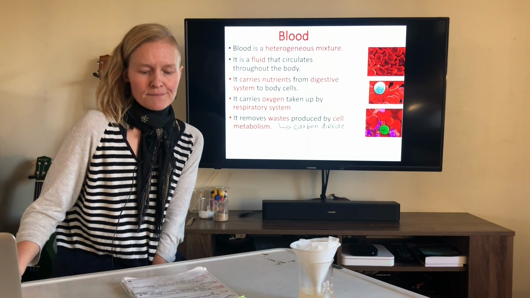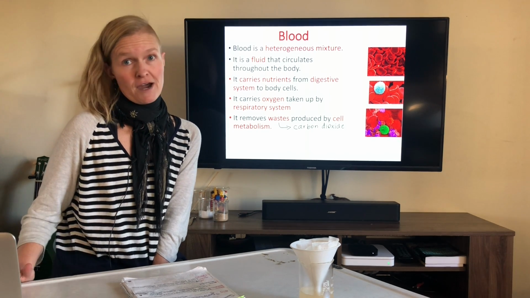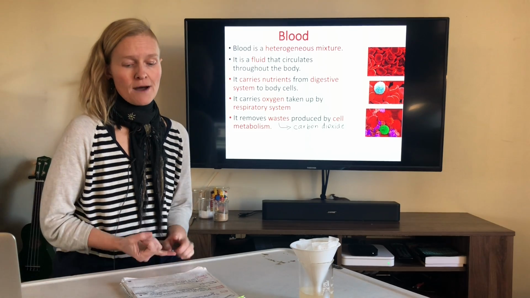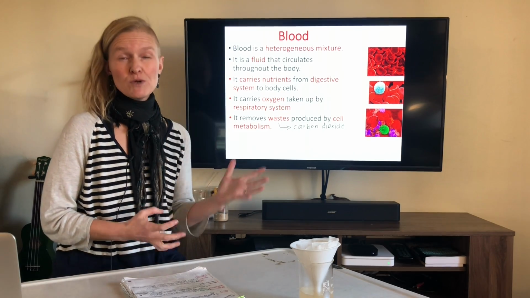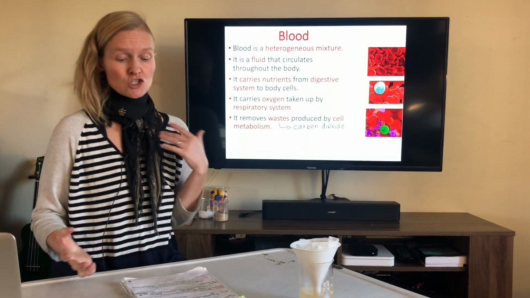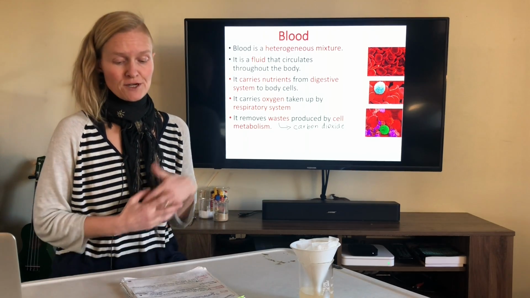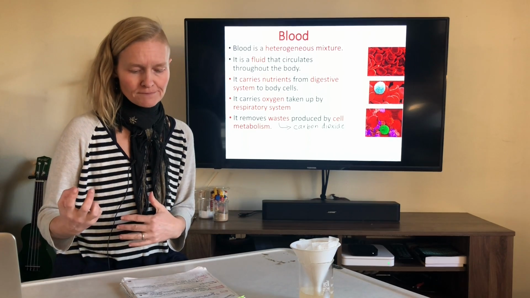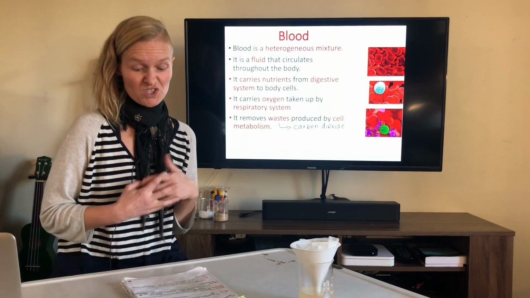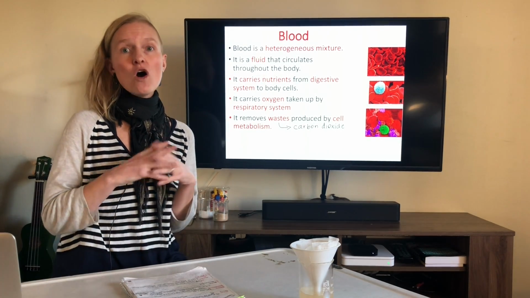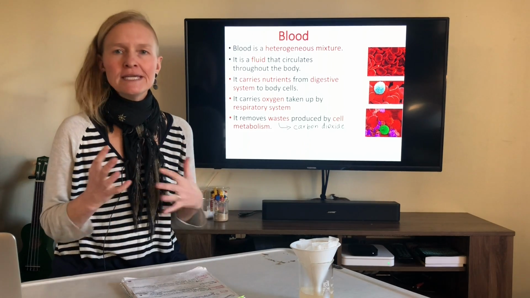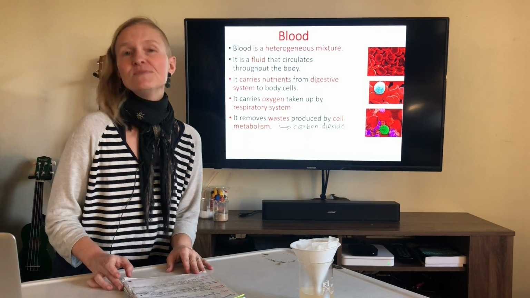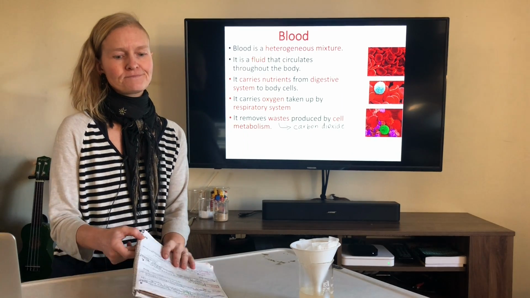So there are lots of different kinds of mixtures. There's liquid mixtures, liquid mixed with liquid. There's solid mixed with solid. There's gas mixed with gas, liquid mixed with gas, liquid mixed with solids. There's just all different kinds of combinations that make up different mixtures.